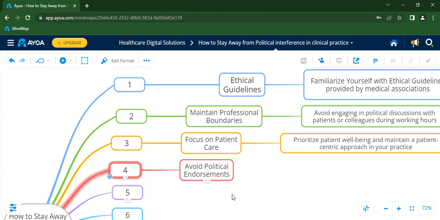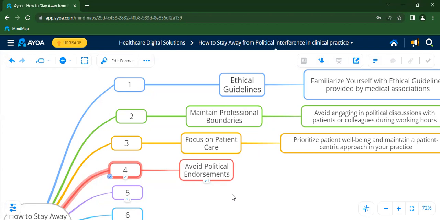Then you need to avoid any kind of political endorsement. I have seen various doctors inviting local politicians with the fear and the thought process that because of those local political affiliations, I will get maybe more patients or I will get some kind of security from local politicians. But again, I will repeat the previous point.